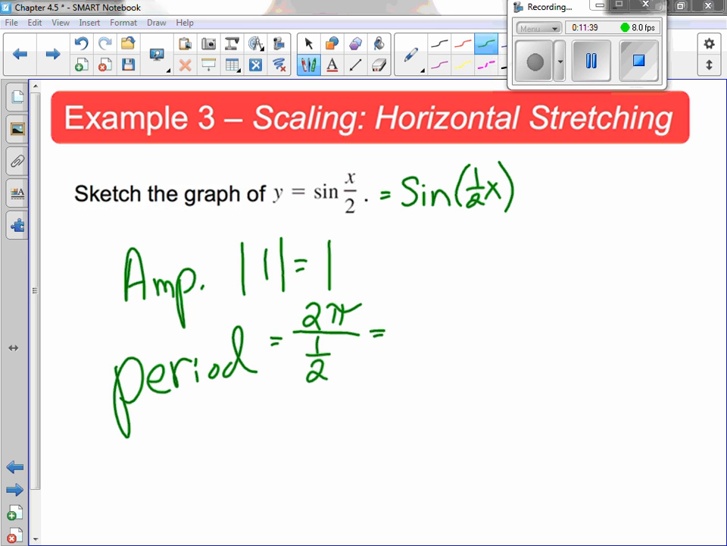So you get 4 pi. So did the period get bigger or smaller? And let's go over 4. Let's go 2. Okay.